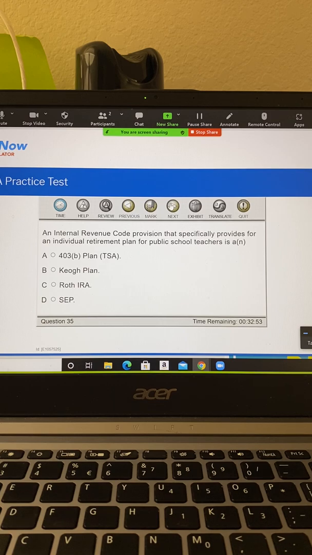An Internal Revenue Code provision that specifically provides for an individual retirement plan for public school teachers is, is it A? Man, me and you about to fall out. You gotta answer them questions with confidence. Don't ask me a question. It's A. 403B, always go with teachers, preachers, and nonprofits. Got it? TSA stands for tax sheltered annuities. If you see something about a 403B and a teacher, that always go together like peanut butter and jelly. Got it.